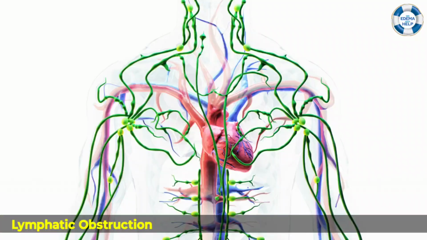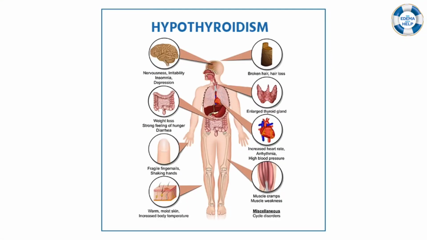So this suggests that there is a pedal edema, pitting edema, and the major causes are heart failure or nephrotic syndrome or liver disease. While if there is no pitting seen after applying pressure through the thumb, then it means that there is either a lymphatic obstruction or hypothyroidism.